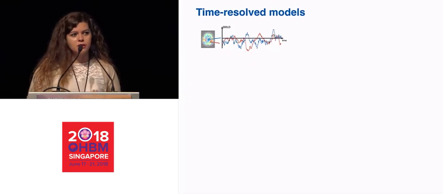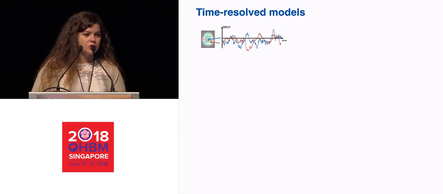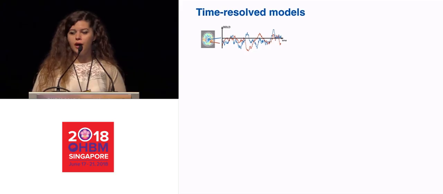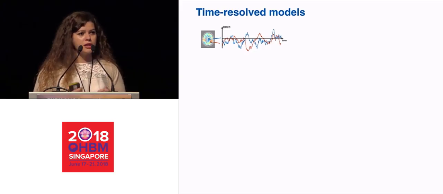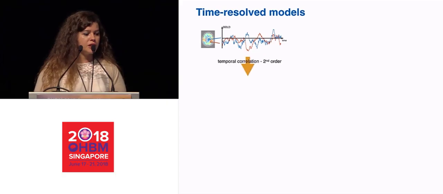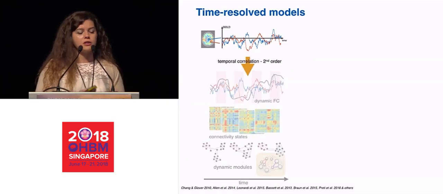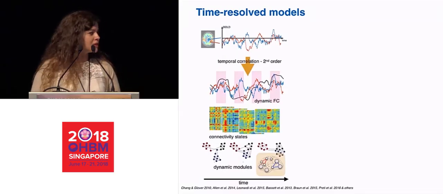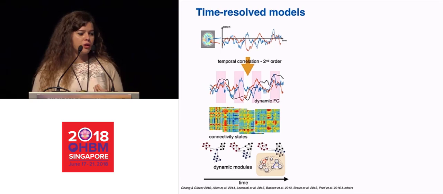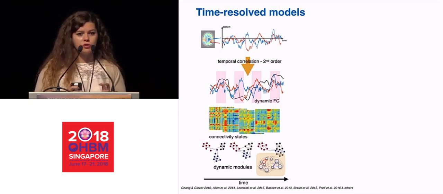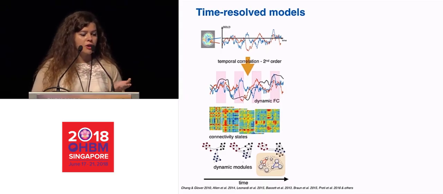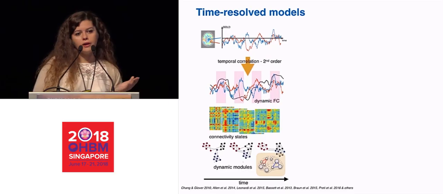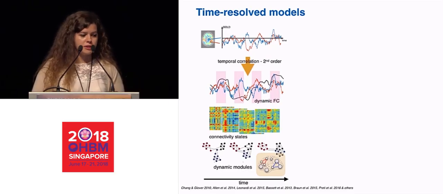Now the emerging perspective on this is time-resolved models. Here you see two voxel time series of two brain regions. We can do the same thing as we did for static functional connectivity, and just compute temporal correlation in a time-varying manner. We have seen many talks in this conference about this. We can derive our dynamic functional connectivity using the second-order statistic or other statistics corollary to that, and we derive our connectivity states or time-varying dynamic models if we want to do graph analysis.